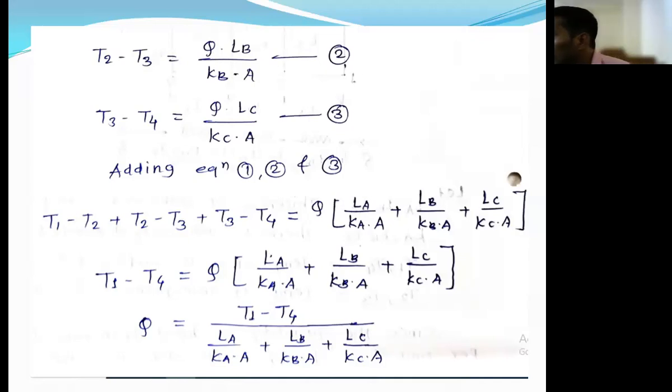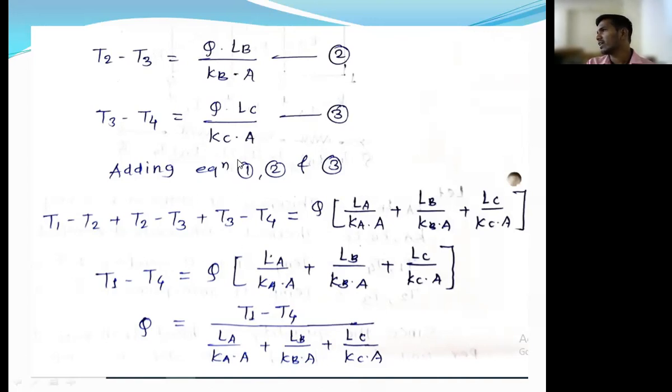Okay. Then we have to add equation number 1, 2, 3. So by adding, we get the equation as T1 minus T4. The remaining terms will cancel. See what comes, do the addition. Take the addition of equation number 1, 2, and 3. Okay. Adding equations 1, 2, and 3. So T1 minus T2 is there. Then T2 minus T3 is there, and T3 minus T4 is there. So minus T2 plus T2 will cancel. Minus T3 plus T3 will be cancelled.